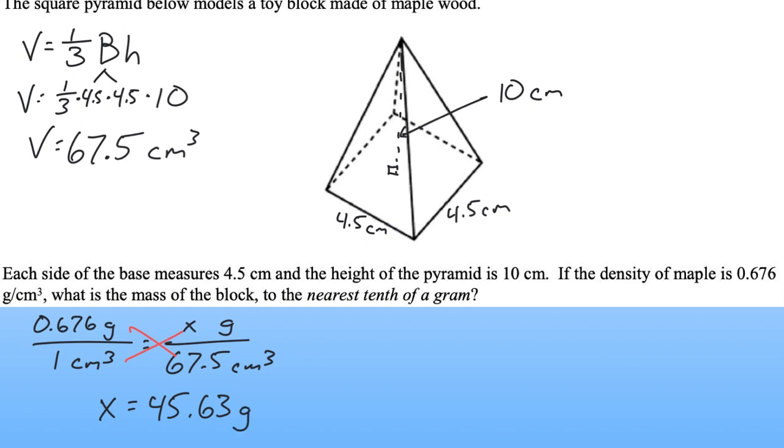And you get 45.63 grams. Now the last step, we just have to round this correctly. So in order to round this correctly, we need to go to the nearest tenth. So nearest tenth, our answer would be 45.6 grams because the 3 would not round it up.